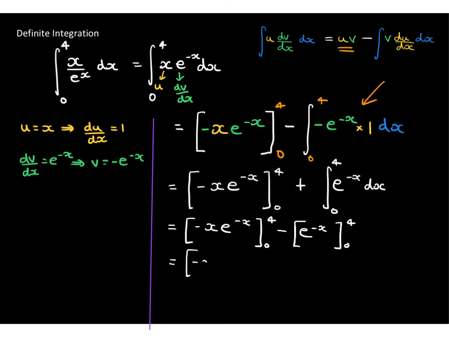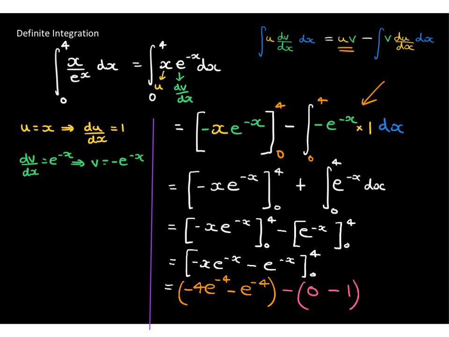And what I might do is actually combine these and then substitute in my limits of 0 and 4. So I get negative 4e to the negative 4 minus e to the negative 4. And then we're subtracting from that 0. And then minus 1. So be very careful. There's lots and lots of negatives involved in all of this. So you need to make sure you keep these clear. So this will simplify to give me minus 5e to the negative 4 plus 1.